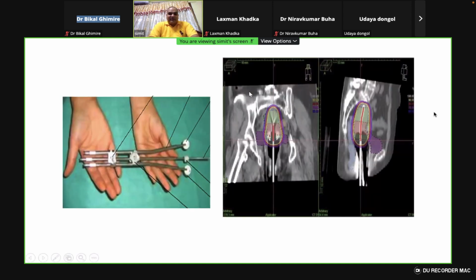So this is an example of intracavitary brachytherapy. This is a catheter, a Fletcher suit type catheter. This catheter is actually inserted within the uterus, and these are ovoids. So we deliver maximum dose around the cervix.